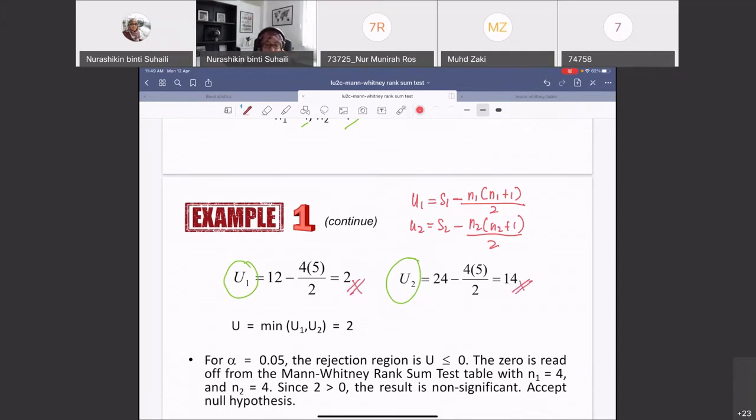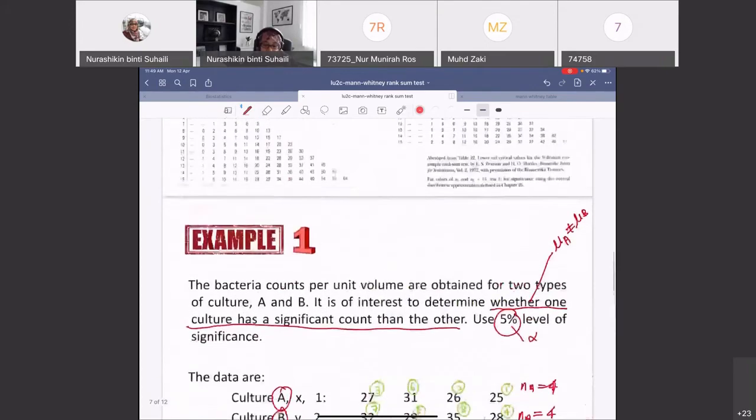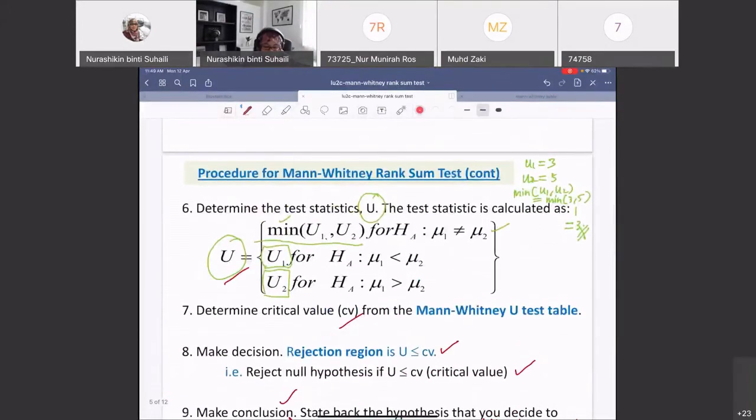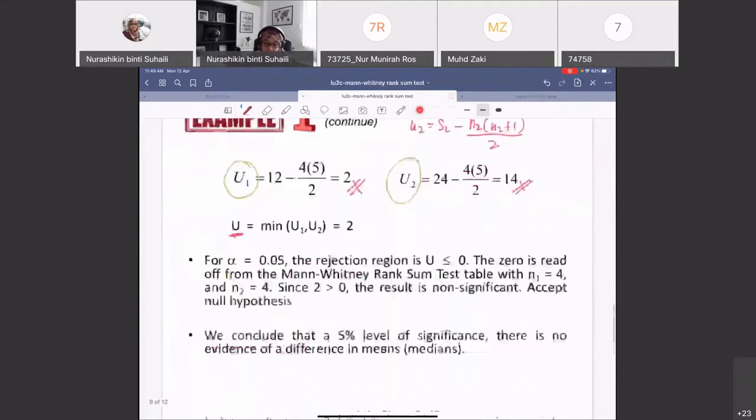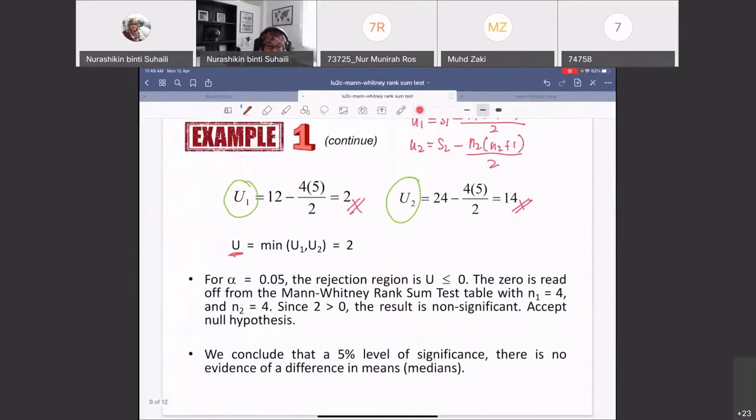Now next you have to find what the U value is. Since this one is two-sided, based on your alternative hypothesis, you have to refer to this. This is the case for the problem. So U is equal to the minimum of U1 and U2, which can be written as minimum of 2 and 14. Between 2 and 14, which one is the lowest? It's 2. So that's how you get the U value.